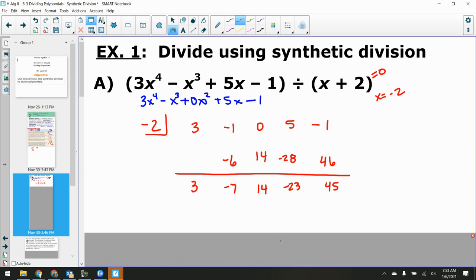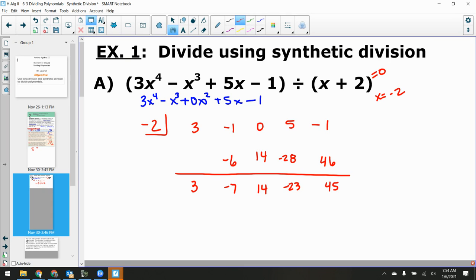That's the process of synthetic division. Now again, how does that relate to what our answer is? Well, we started with a 3x to the 4th up here, right? We started with a 3x to the 4th. So kick the power down 1. Instead of x to the 4th, it's going to be an x to the 3rd.